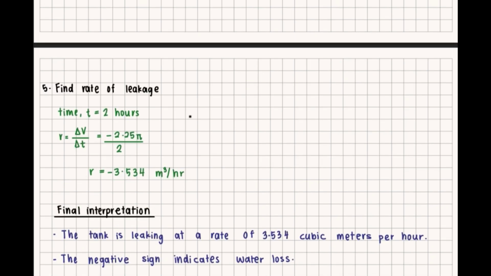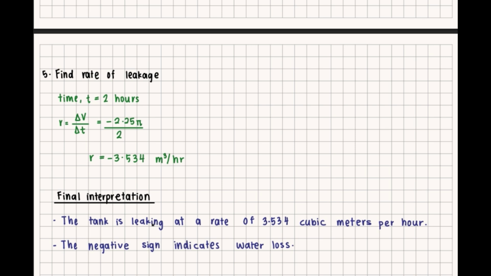So we can find the rate of leakage by substitution. To find dV over dt, you just need delta V over delta T, and here is the final answer, which is negative 3.534 meter cube per hour. And an interpretation: the tank is leaking at the rate of 3.534 cubic meter per hour, and the negative sign indicates the water loss. That's all from me. Thank you.